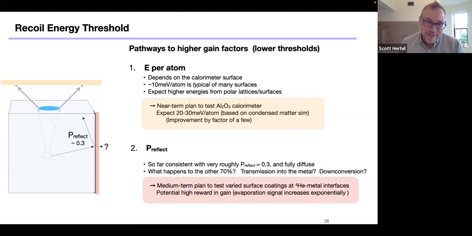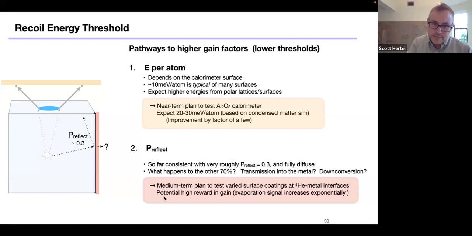Back to this reflection, I think this is a really complicated interface between the helium and the solid. There's surface roughness, there's van der Waals, kind of a pressure being applied to the helium, which changes the dispersion relation in that very near region. We see something consistent with roughly 30% reflection at that interface. So the question is obviously, what happens to the other 70%? Is it transmitted into the material? Is it broken, down converted into multiple lower energy quasi-particles?